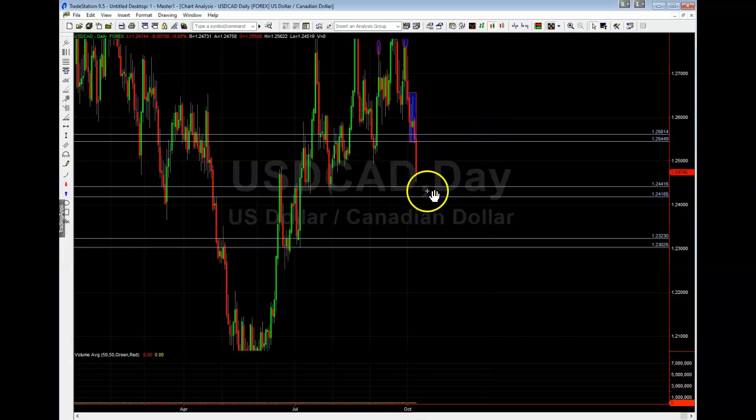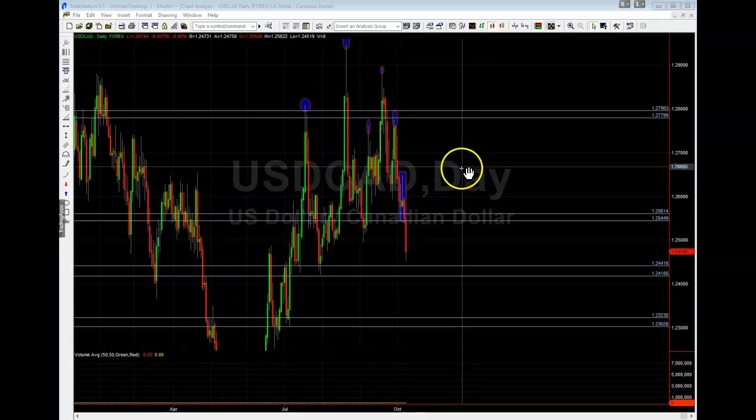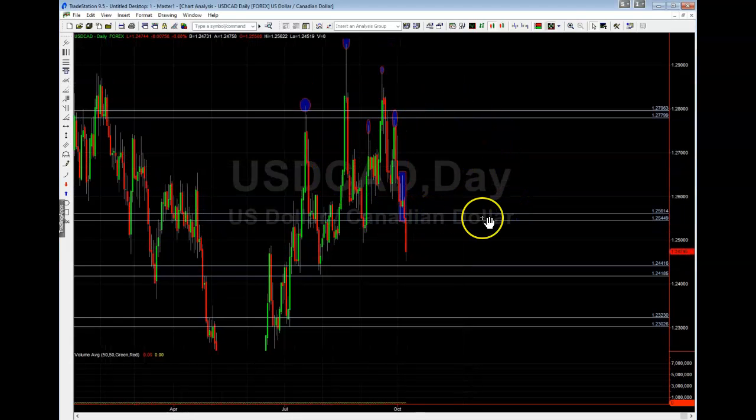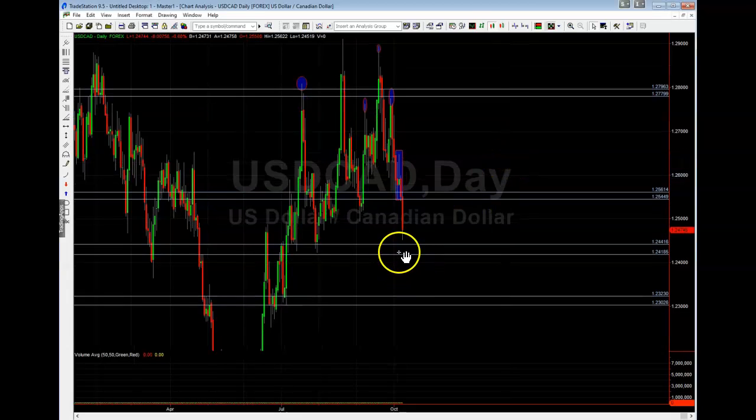I don't know that I'd be taking a long here, because the likelihood of it V-bottoming and going back up into this range up here is much lower than what I would like to see. Could it do it? Yes, of course. Anything can happen at any time. But is the reward to risk really there? Because you'd need to have your stop at least down at the 124 area.